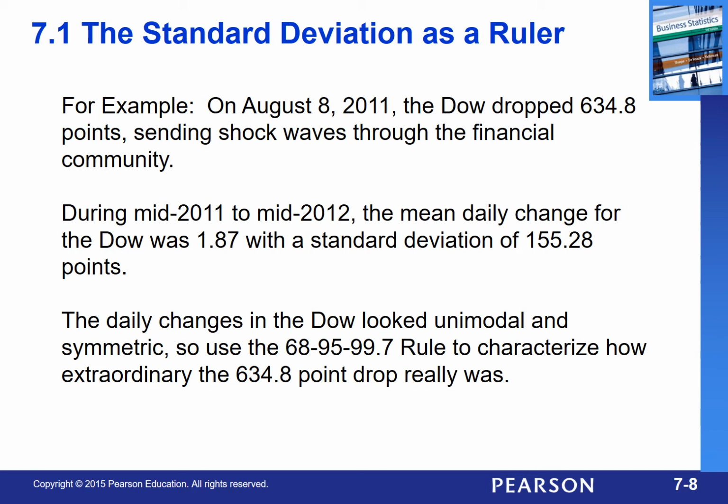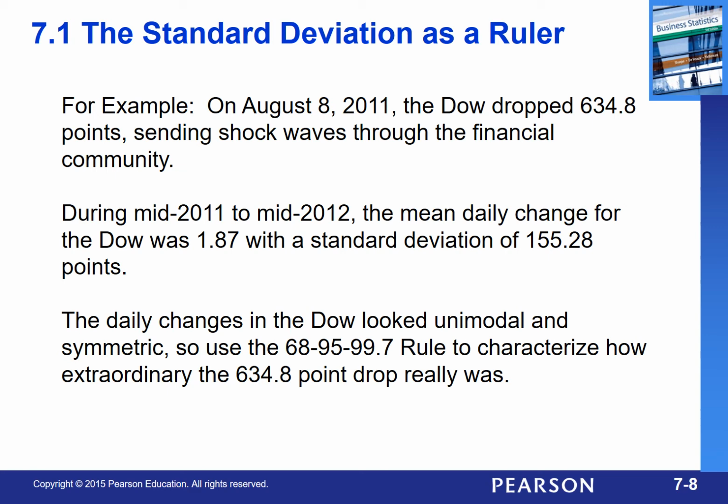So in the mid-2011 to 2012 range, the mean daily change for the Dow was 1.87 points. It's not very much. It's a small mean, but that's all right because remember, this is a drop, so I'm going negative. And then the standard deviation is huge. It's 355.28 points. Keep in mind, this tells us about how unusual 634.8 is as a drop. So let's see what the z-score is so we can decide whether or not it actually is extraordinary, because it probably is. We'll see.